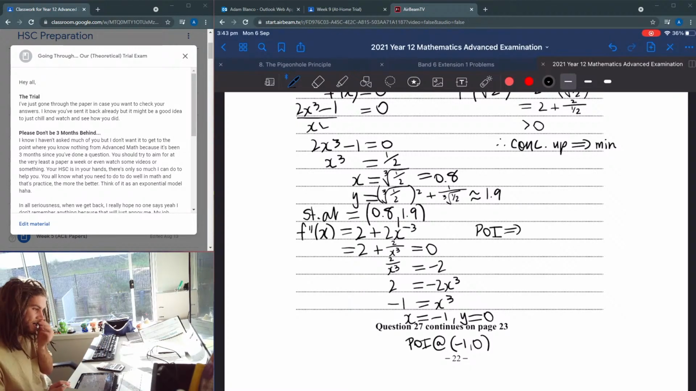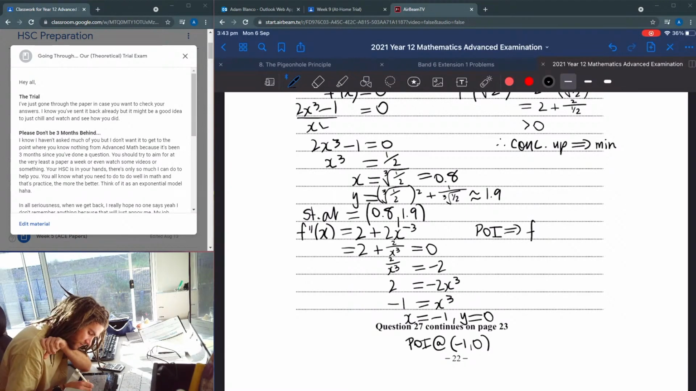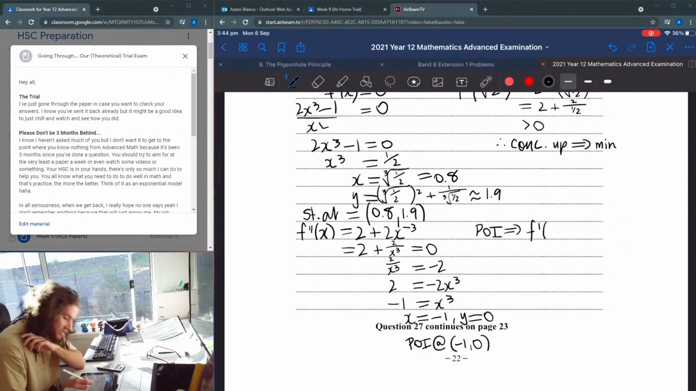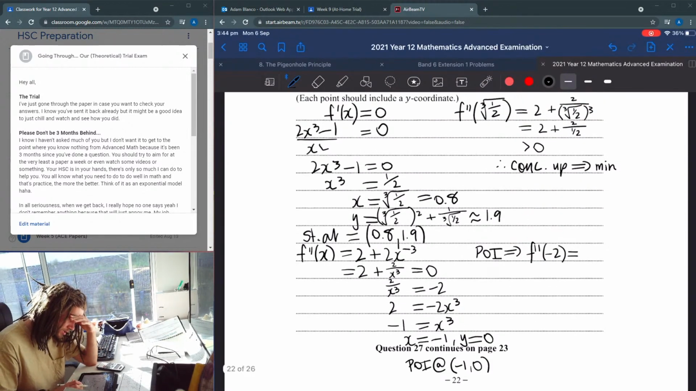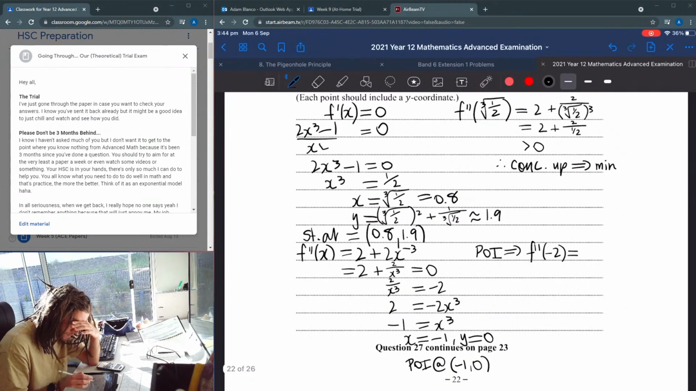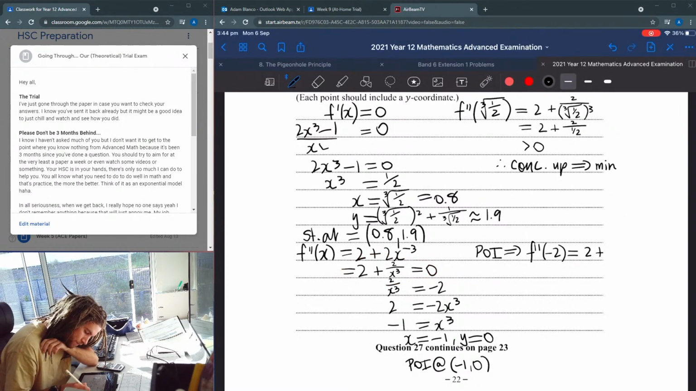So I can check the gradient. So the first derivative just before it, at -2. The gradient at -2. Or maybe I want the concavity. I'll check the concavity at -2. So where's the second derivative? Yeah, it's here. So 2 plus 2 on -8. What's that? That's positive. That's greater than 0.